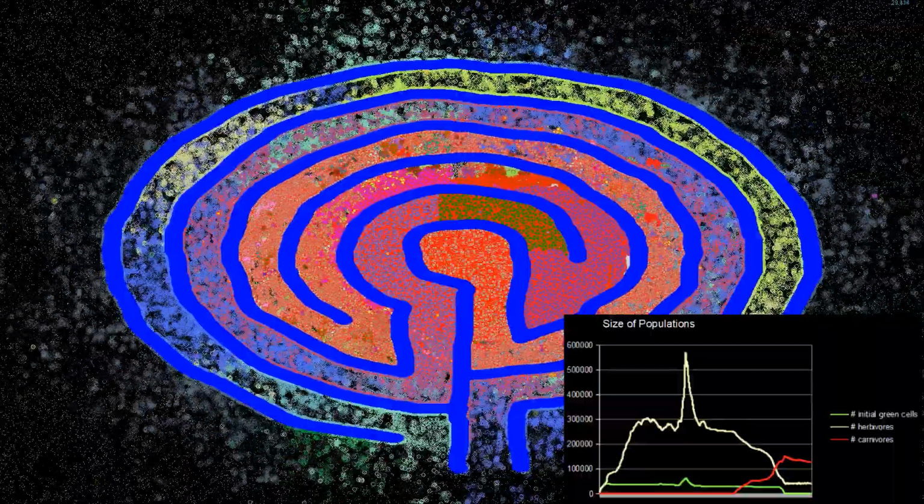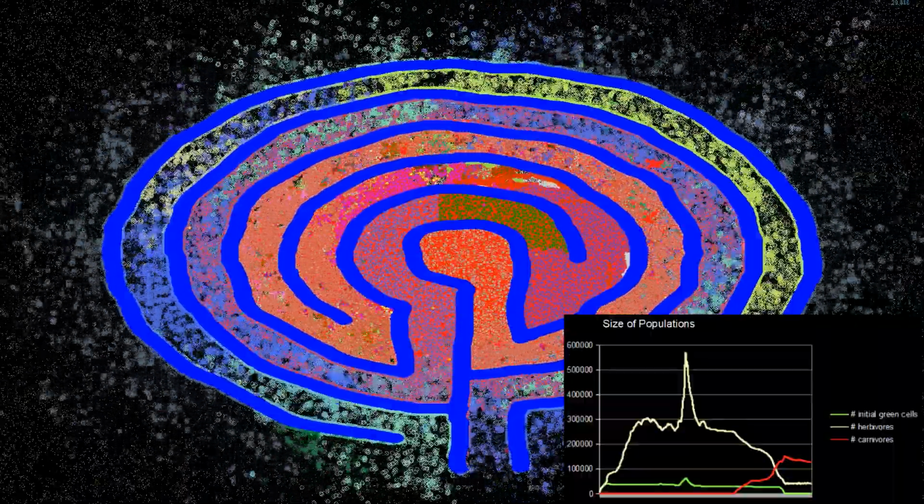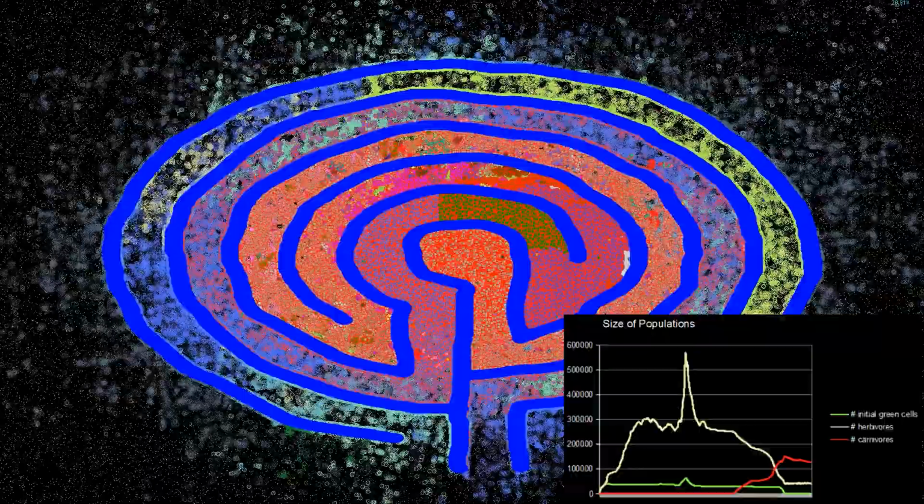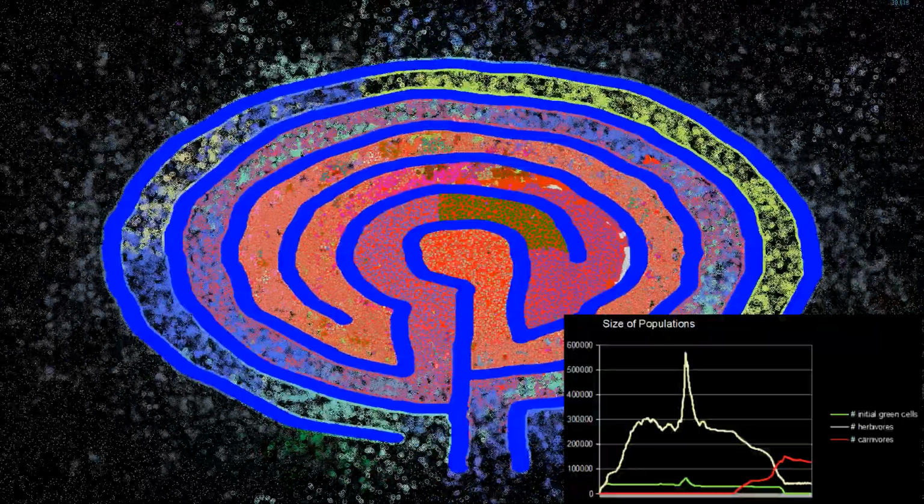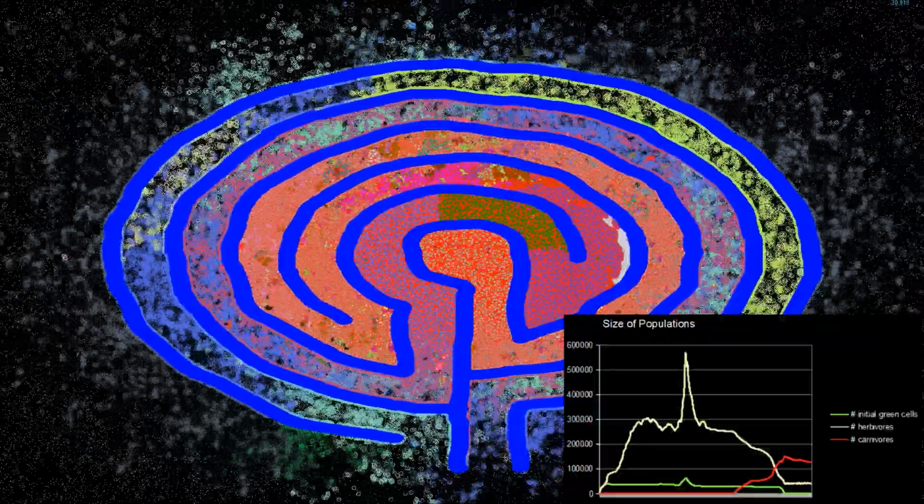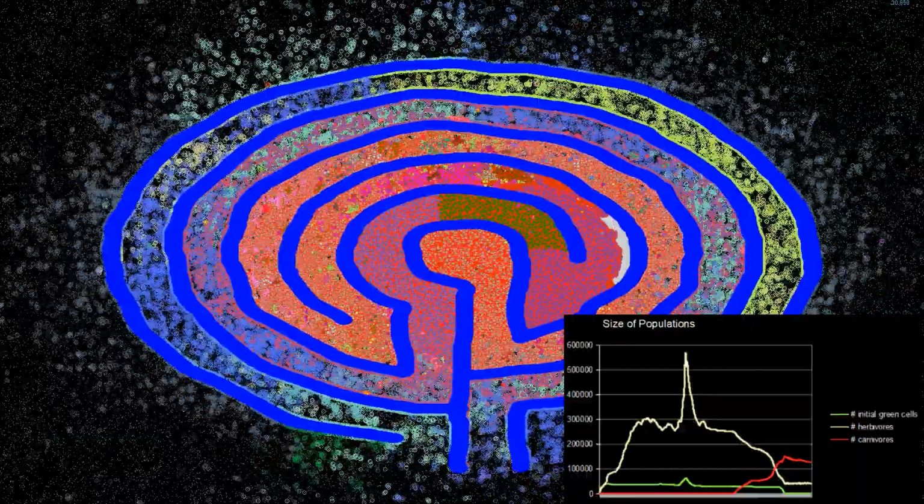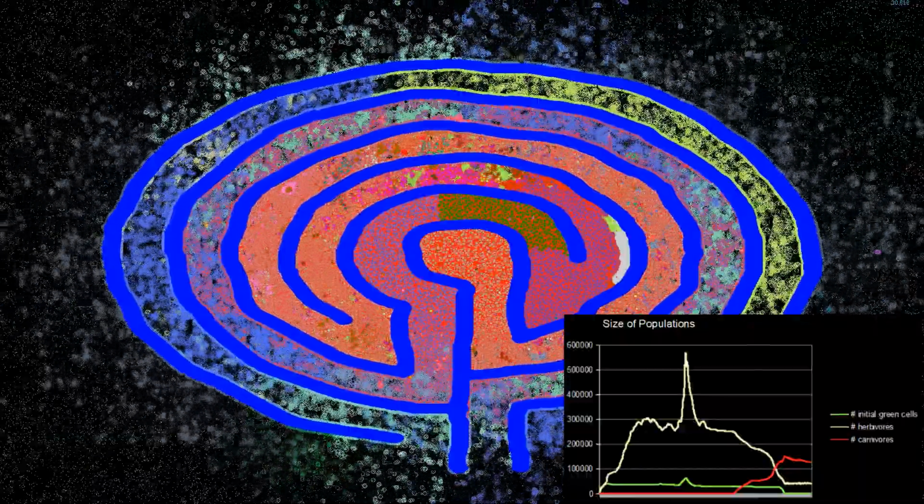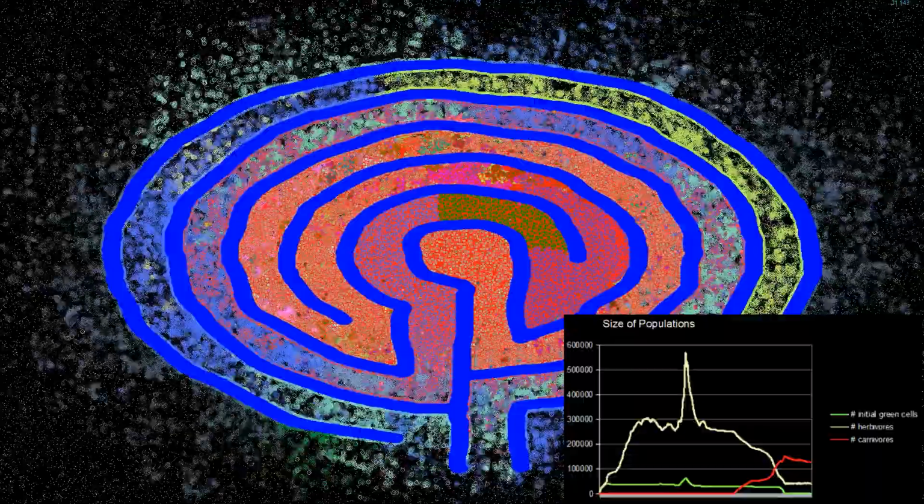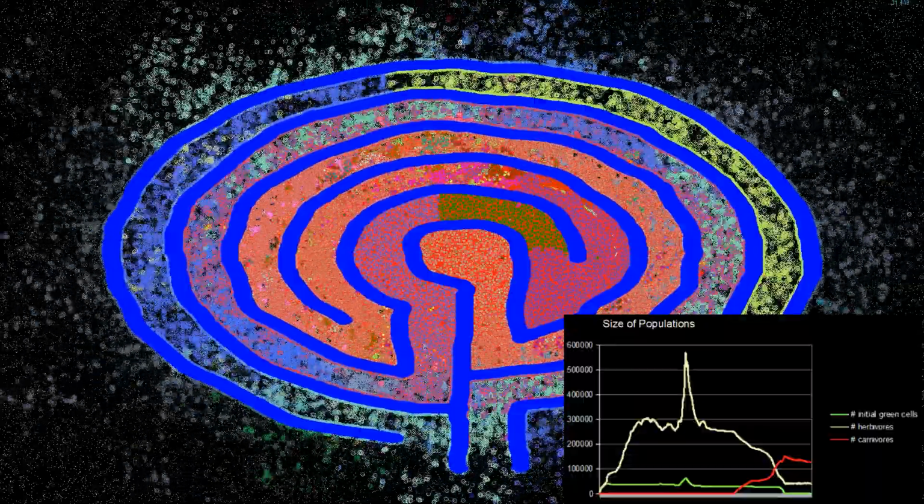The development of the various populations, as depicted in the graph, differs a little bit from the previous ones. The initial green cells survive a little longer after carnivores appear in the world, as it takes some time before they are found within the maze.